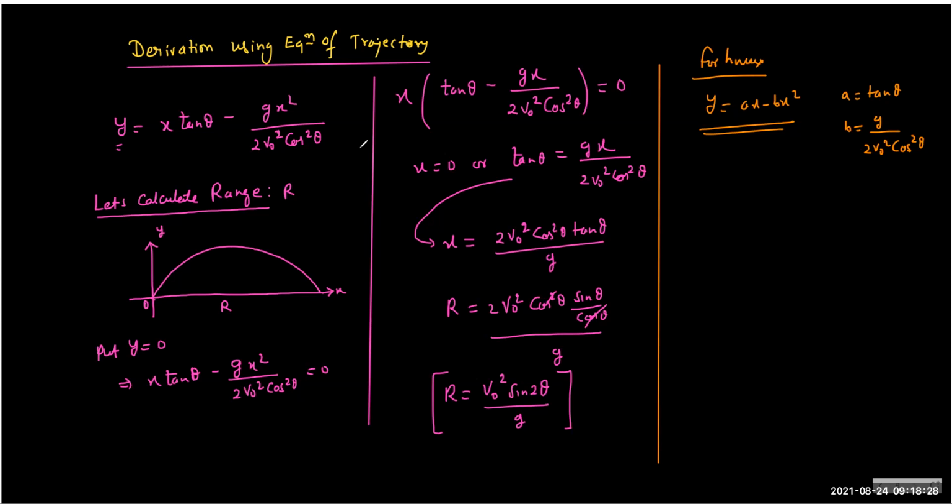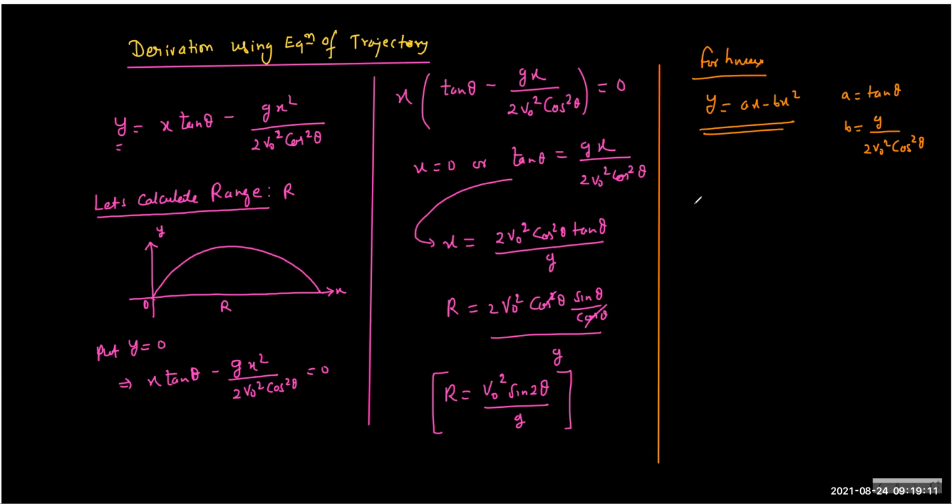Sir, I got v naught square sin theta cos theta by g as x. Where is b naught? I don't see any b naught. Oh, okay, so that's minus. I don't know what you are saying. Okay, you're saying v naught or b naught? Sir, v naught. So it's the magnitude v naught. Okay, v naught.